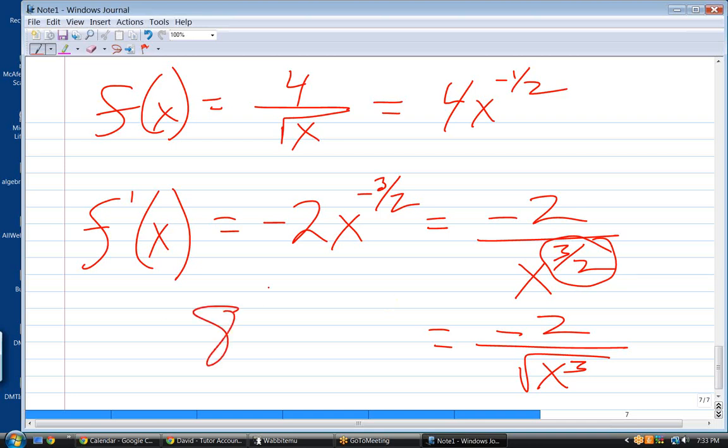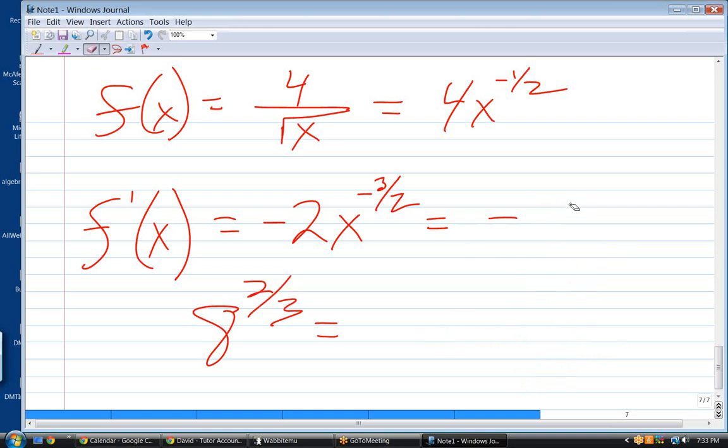So what is the number 8 to the 2/3 equal to? 4. Always do the denominator first. In other words, find the cube root first, and then square it. So that's equal to 4. Notice if I do it the other way around, if I square it first, now I've got to find the cube root of a very big number, 64.